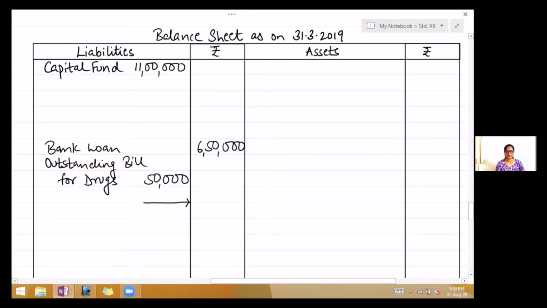Okay, come to the asset side of the opening balance sheet. Building. Building is an asset, so write on the asset side. It has an adjustment, so write in the inner column 10,50,000. Ambulance. Again having adjustment, so write in the column 4 lakhs, leave one line for adjustment.